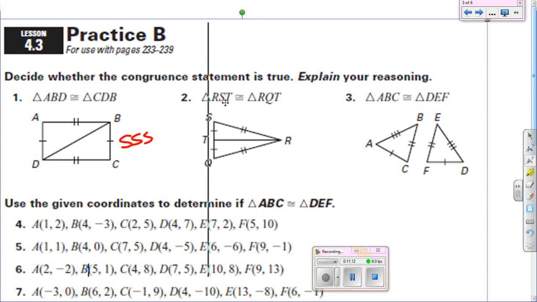Number 2, RST congruent to RQT. You got RS congruent to RQ. ST congruent to QT. And then this third side is congruent to itself. So yes, by side, side, side. Lastly, we have AB congruent to DE because there's 3 and 3. We have BC congruent to EF because there's 2 and 2. And AC congruent to DF because it's 1 and 1. So that would be side, side, side.